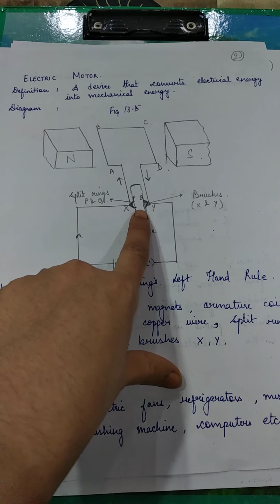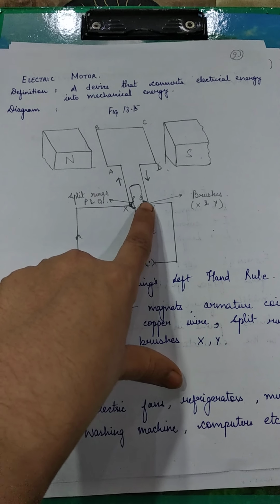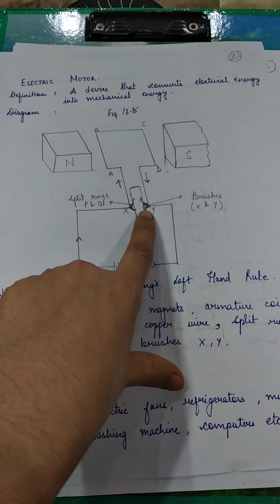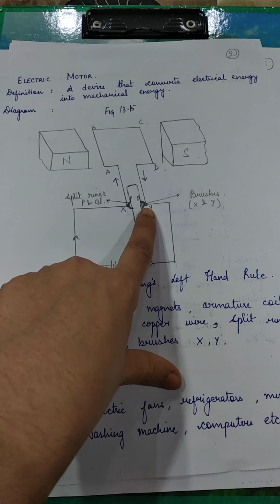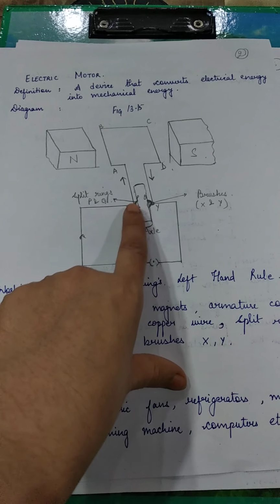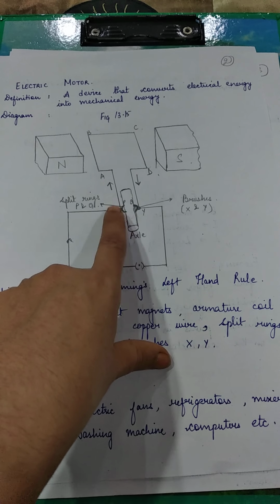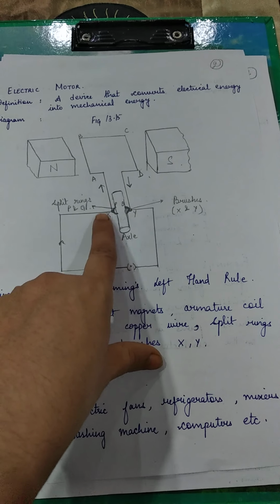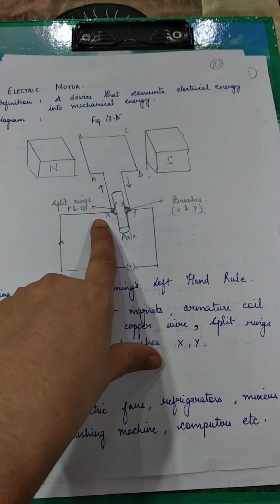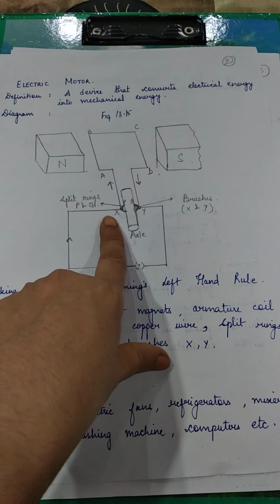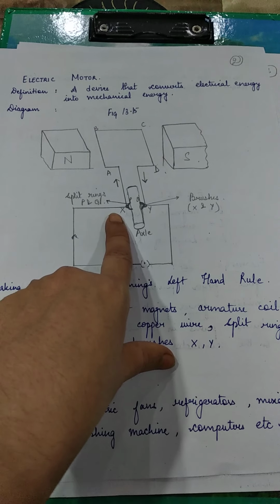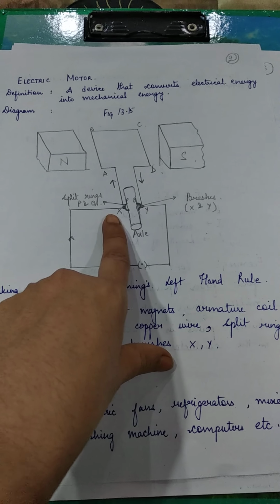As you can see, these split rings are semicircular, bangle-type structures. P and Q are the split rings, and the armature is connected to the split rings with the help of brushes X and Y. These two dotted structures are known as the carbon brushes. What is their function? Why are they used? We will study it gradually.